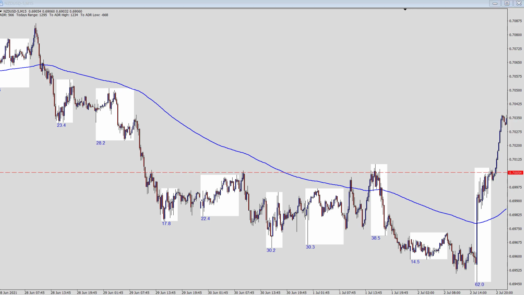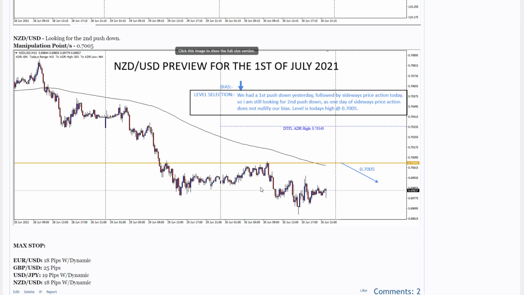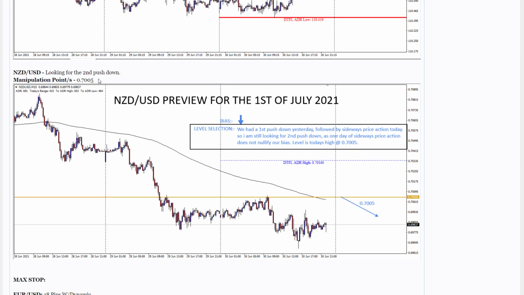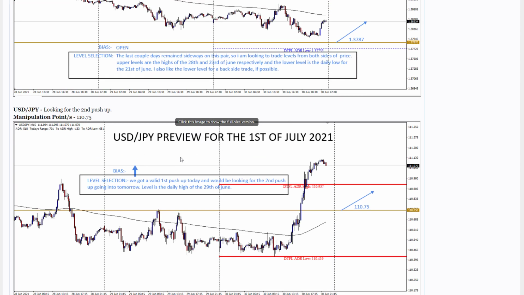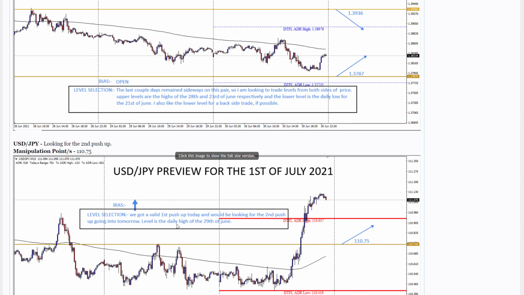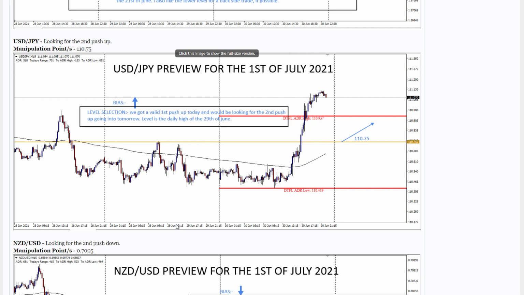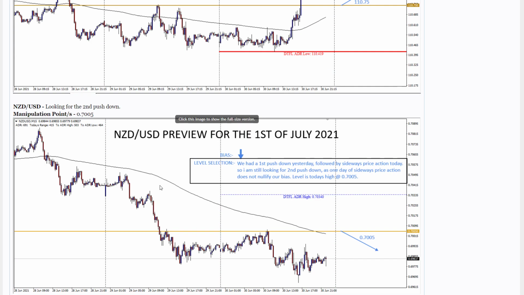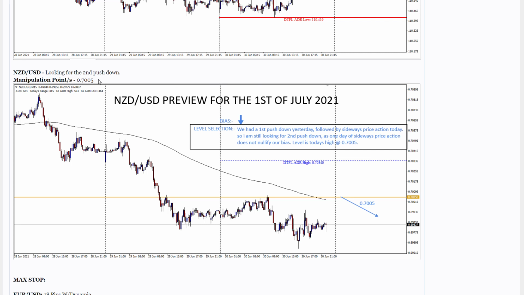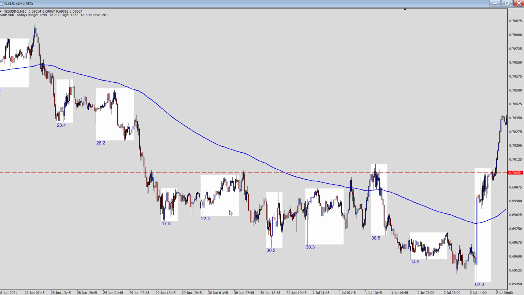So let's start with that. First and foremost, we select all these in advance. We term it the daily market preview, where we have the level pre-selected. There are other pairs that we had on the day, as this covers multiple pairs every day, and what we're going to cover are the ones that provided a setup. On July 1st, we were looking for a second push down from 70.05 on the New Zealand dollar. If we go back to the chart, you can see 70.05, the level that was marked on the chart right there.